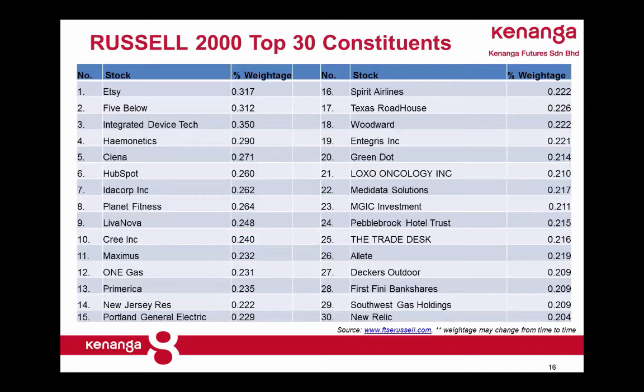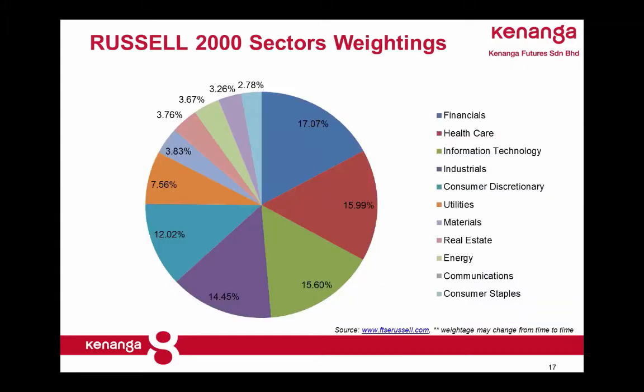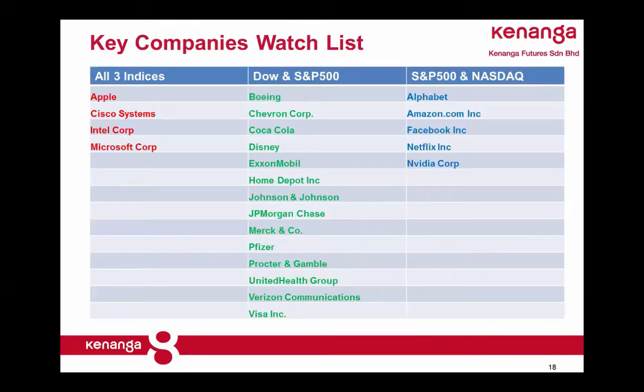Okay, we might not be very familiar with the names in the list here, as they are small cap companies. In terms of sectors, it is heavily linked to financials, healthcare, information technology, industrials, and consumer discretionary. Okay, that's in terms of the indexes.